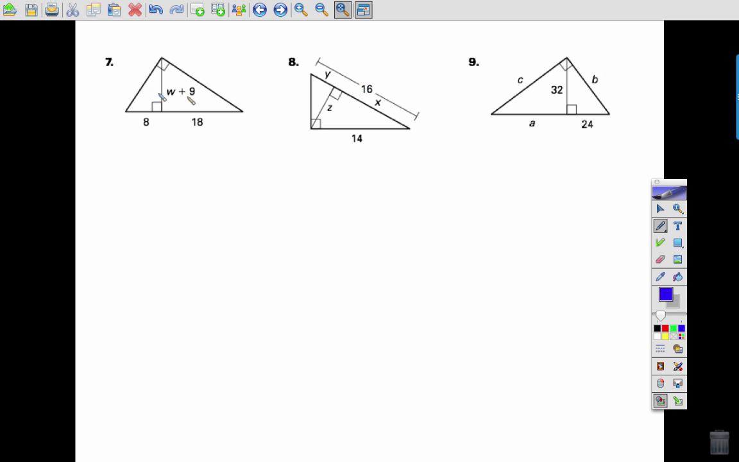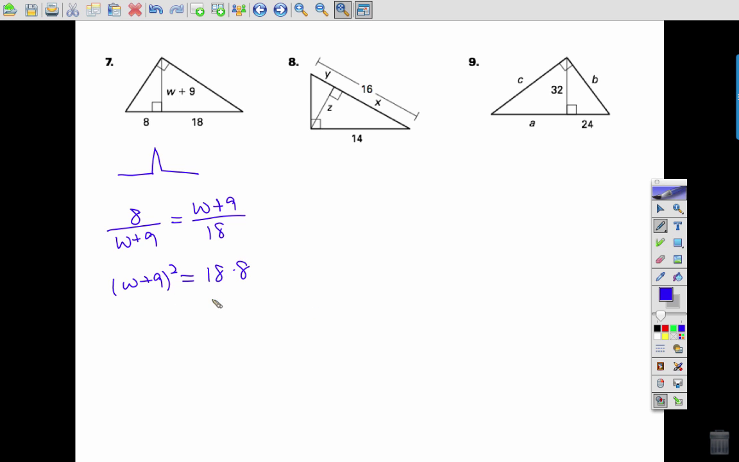Number 7, I've got altitude. If I have altitude, I can do heartbeat. So it's 8 over W plus 9 equals W plus 9 over 18. And then solve it. Okay, cross multiply, you should have W plus 9 squared equals 18 times 8.